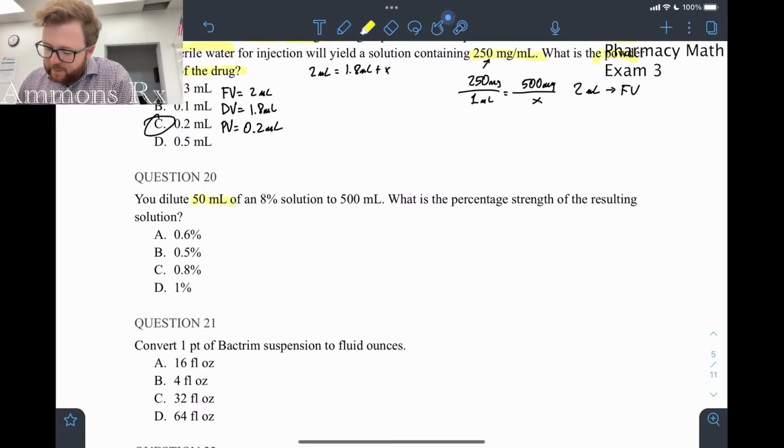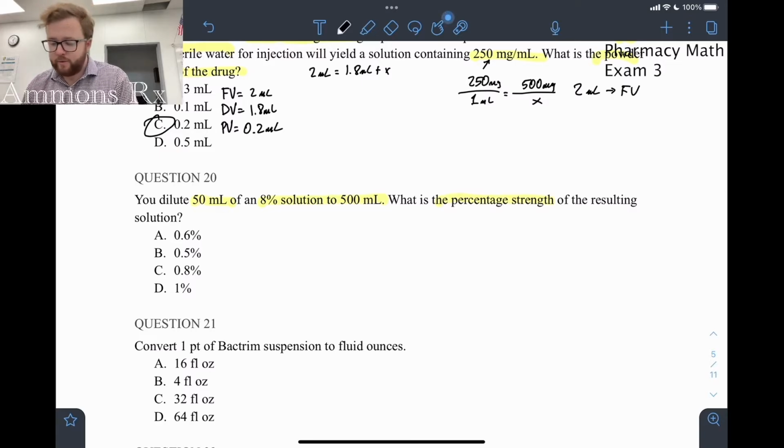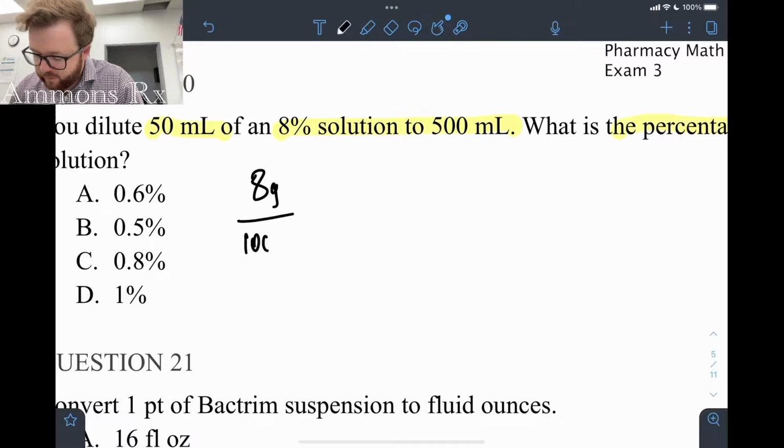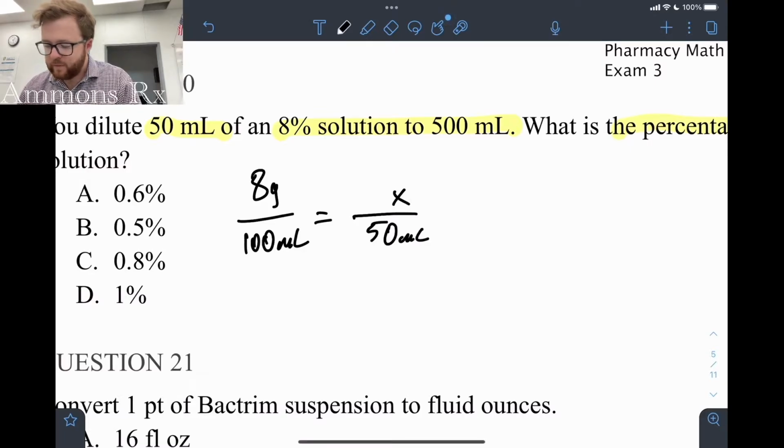You dilute 50 mils of an 8% solution to 500 mils. What's the percent strength? So how much drug do you work with? That's a good question to ask yourself right off the bat. So we have an 8% solution. So that's 8 grams over 100 mils. And how much of it do we have? Well, we had 50 mils. So 8 times 50 divided by 100 is equal to 4 grams. So in that 50 mils, we had 4 grams.